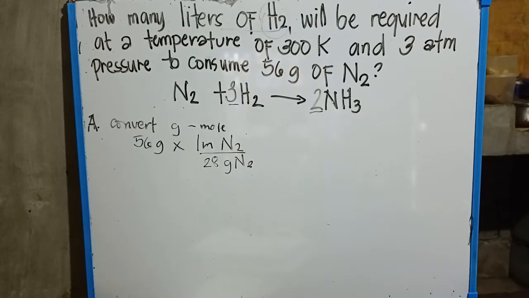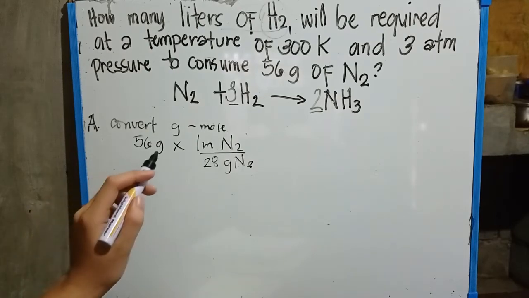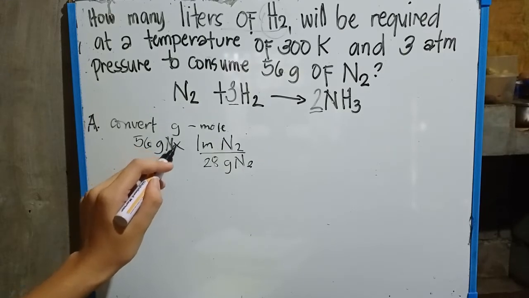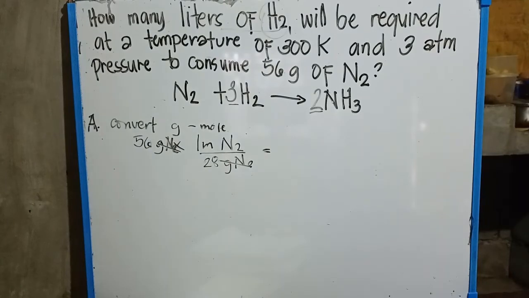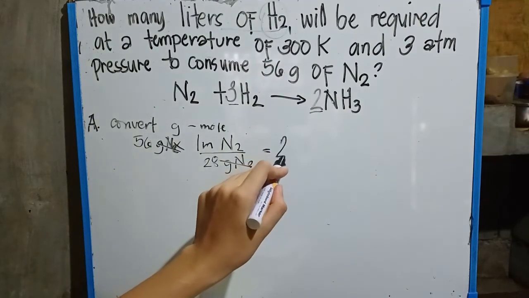So, ma'am, where did you get the 28? Remember our stoichiometry topic last quarter, which is to get the molar mass of the molecule, our nitrogen gas. So cancel out the grams of N2. Cancel out, then what remains is our mole. So 56 divided by 28 is equal to, correct, 2 mole of nitrogen gas.